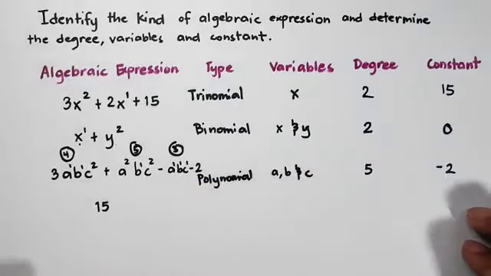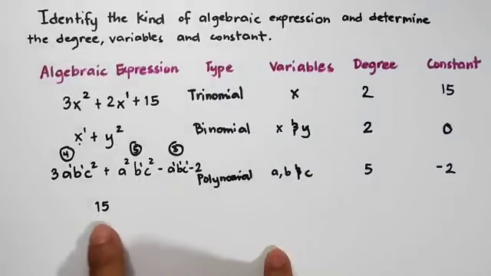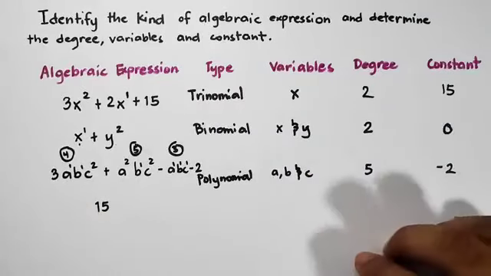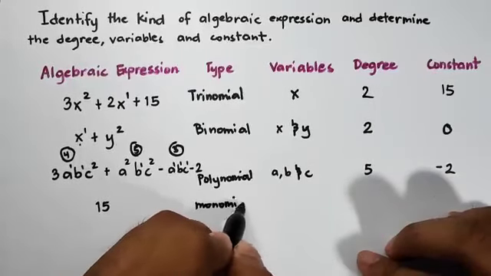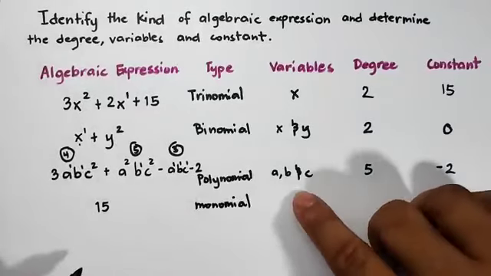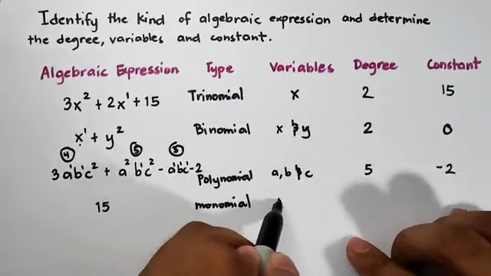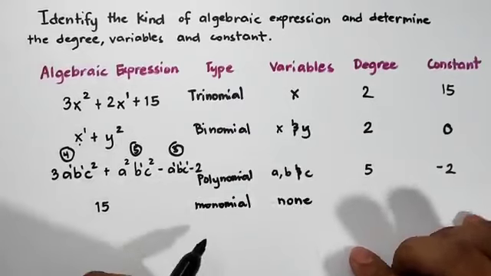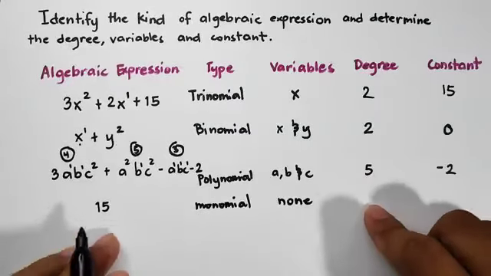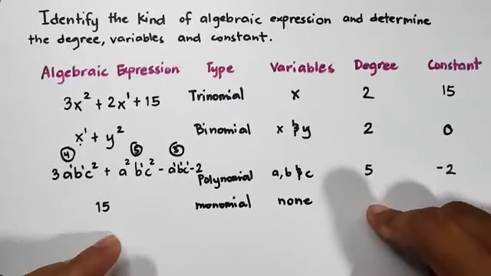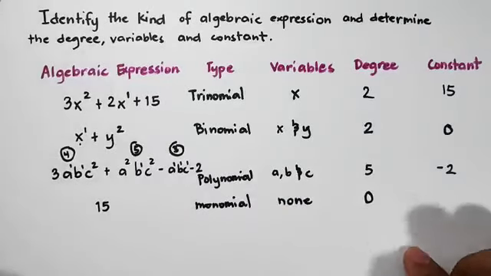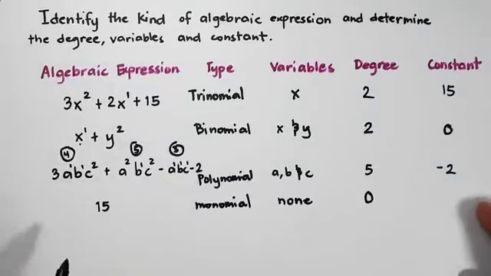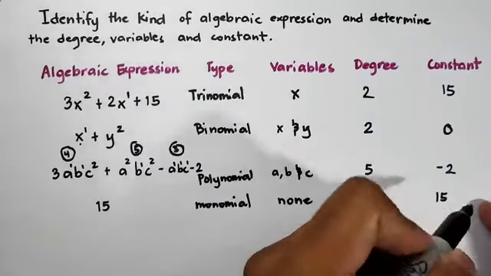Okay? So, let's continue. Here, yung ating algebraic expression is a constant. Single term lang siya, meaning that is a monomial. What about the variable? Variable natin is none. Wala. Degree? Remember, guys, if the algebraic expression is a constant, automatic the degree is 0. So what about the constant? The constant is 15. So yun.